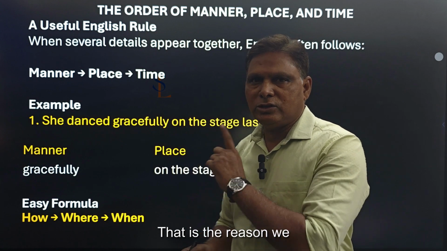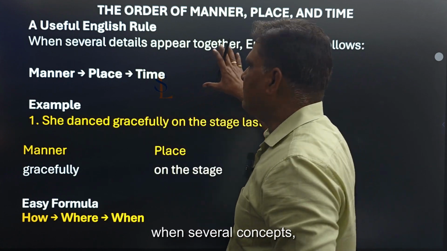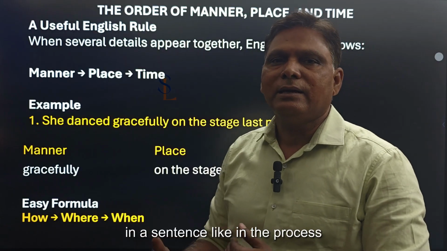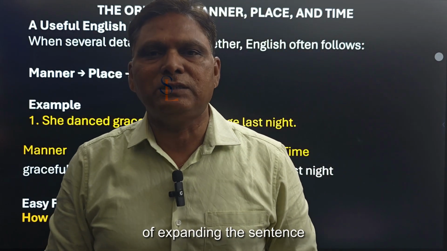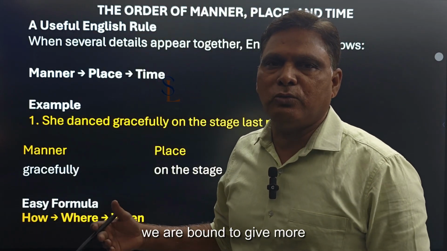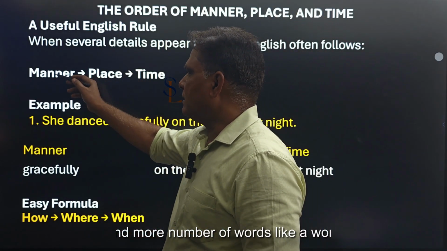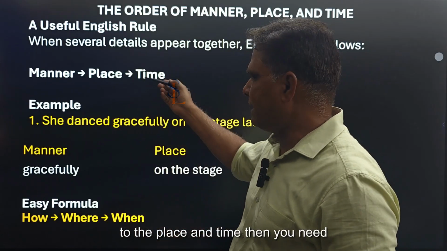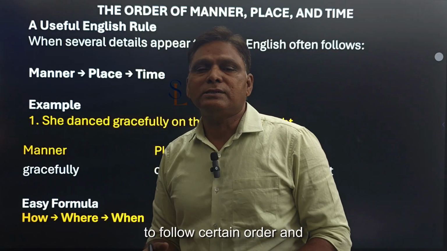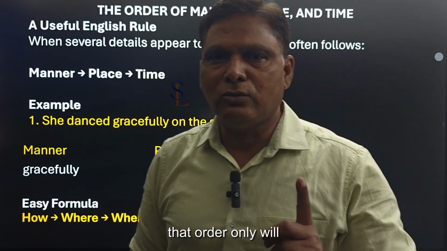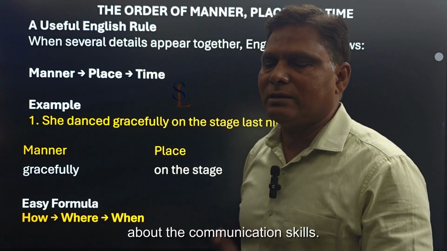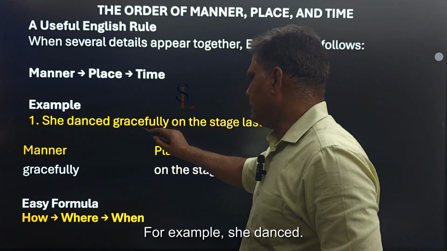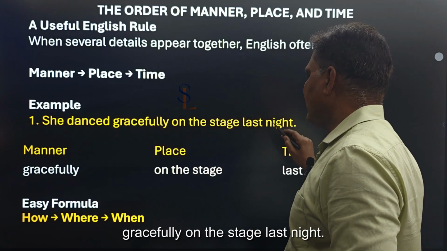That is the reason we should understand that when several concepts, when several entities are given in a sentence, like in the process of expanding the sentence, we are bound to give more and more number of words, like a word that is connected to the manner, a word that is connected to the place, a time. Then you need to follow certain order, and that order only will give you a clear idea about the communication skills. For example, she danced gracefully on the stage last night.